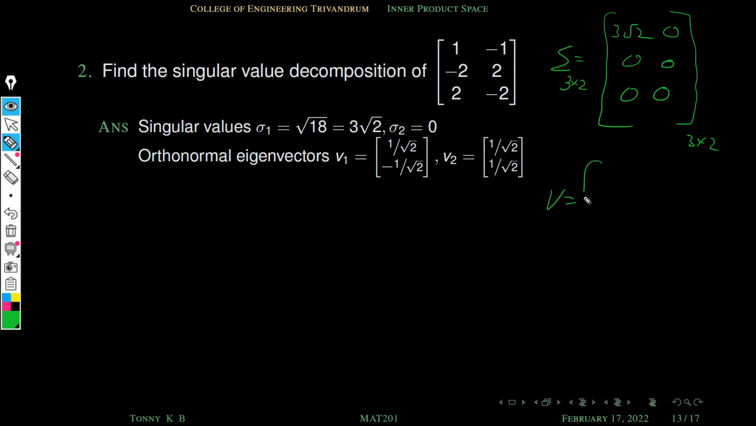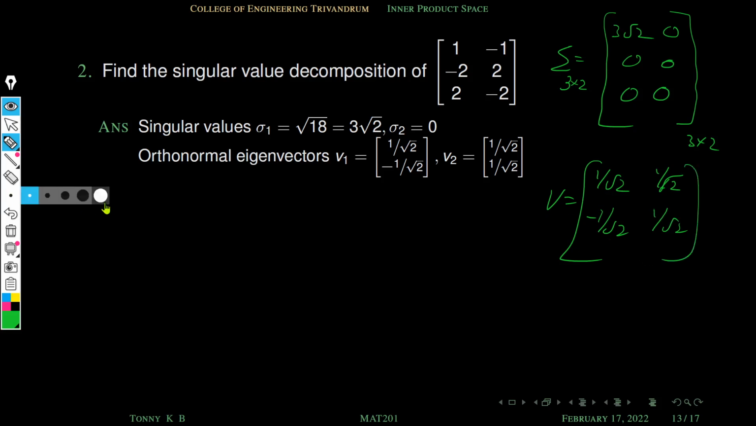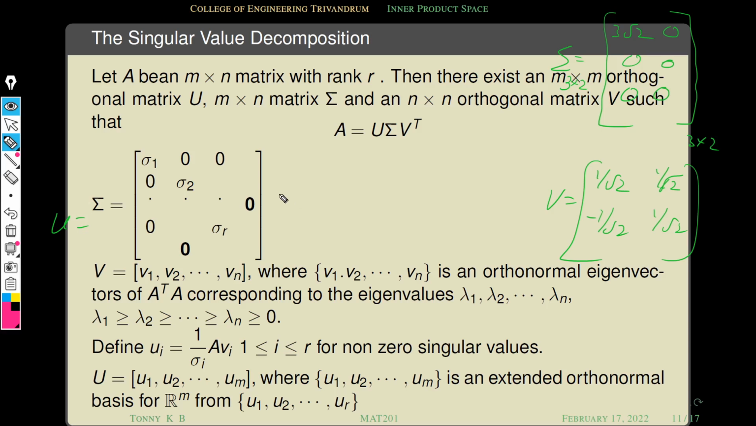Also, you can write V. What is our V? V is nothing, just arrange this V1, V2 as columns. That means 1 by root 2. So, sigma and V are ready. So, now our only headache is to find our U. Then what is the construction of U? Okay, before that, what is the order of U? Order of U is m by m. m is the number of rows of the given matrix. Okay, so in this case, our m equal to 3. Number of rows is 3. So our U should be 3 by 3.